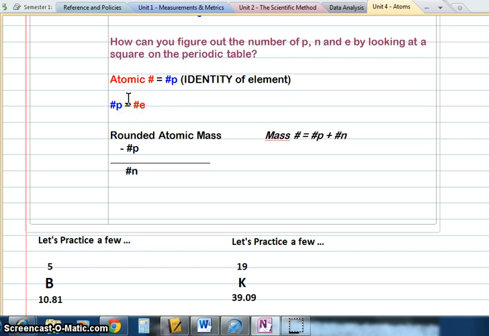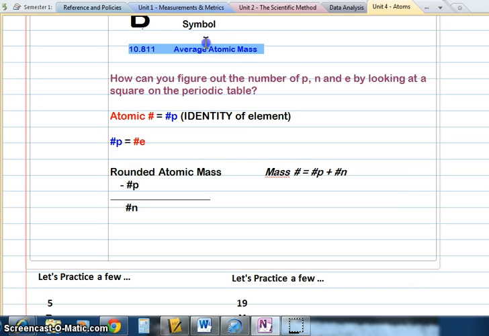When we use the word atom, it's considered neutral, so your positive charges have to be equal to your negative charges, so your P's are equal to your E's. And then you look at your average atomic mass here, and we round it to the nearest ones place. That is what we call the mass number. Mass number is quite simply the number of protons added to the number of neutrons. On the periodic table, it's an average, so you want to get what it is normally, and we round it to the ones place.